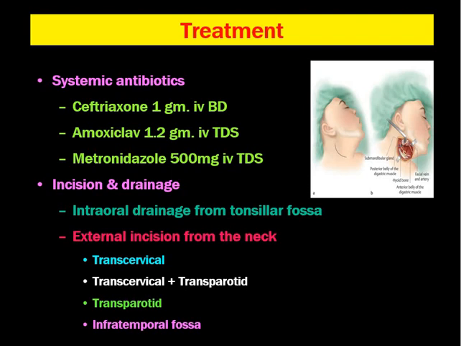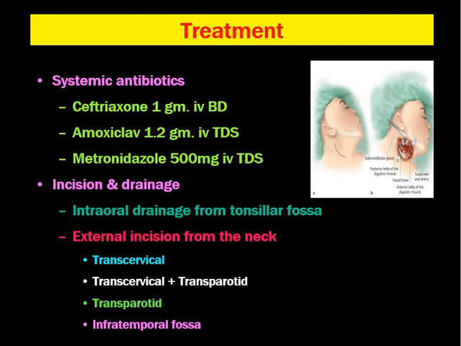How to treat the condition? Treatment is by systemic antibiotics: ceftriaxone, amoxiclav, metronidazole. Both gram-positive, gram-negative, and anaerobic coverage is to be made. When the pus is formed, then we need to drain the pus either by an intraoral or an external approach. The intraoral approach is usually not useful for large abscesses, and most authors deny the intraoral approach because there may be bleeding from the great vessels.